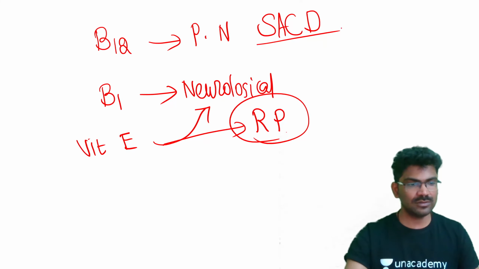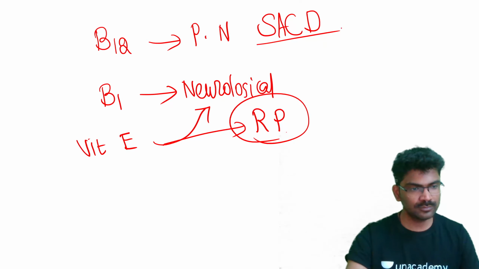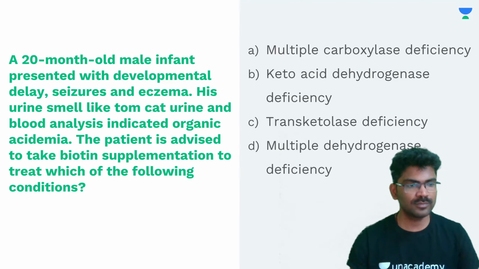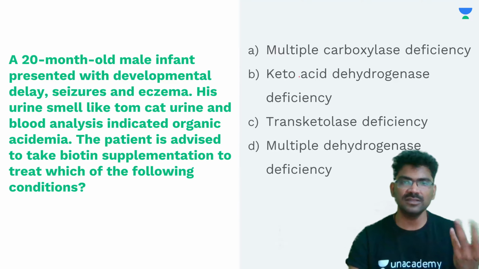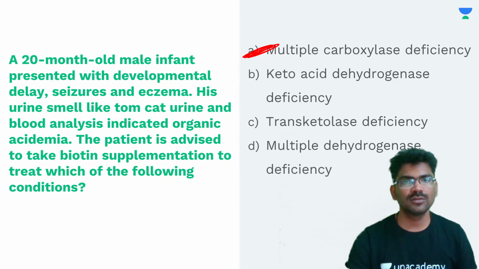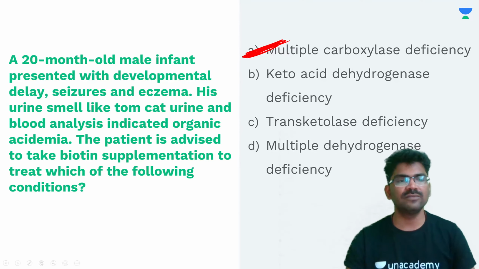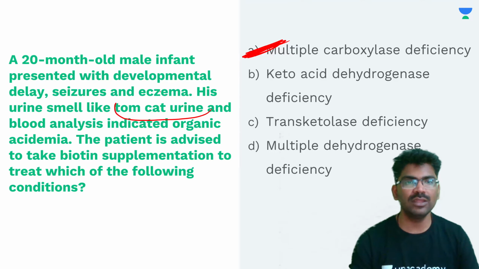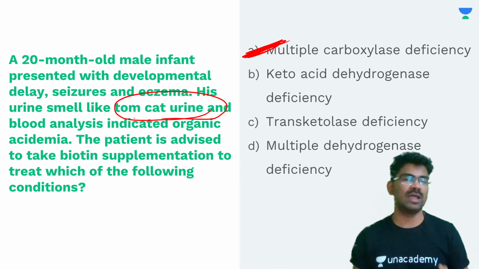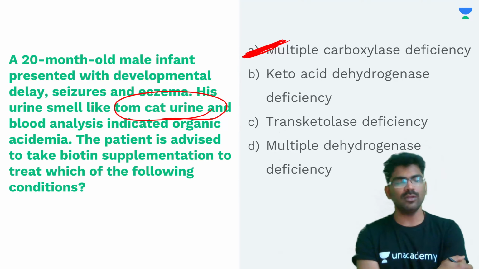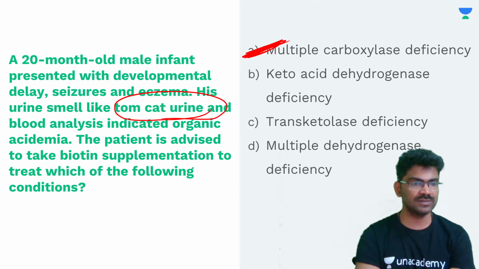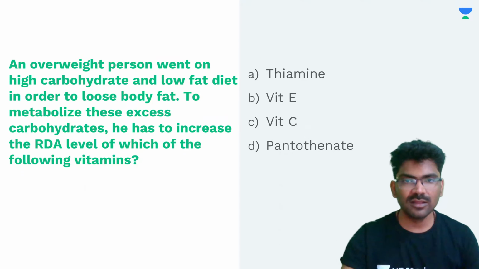Excellent, guys. So proud of you. Good, Nitish. Excellent. Every one of you answered this question correctly. The person is advised to take biotin supplementation, and it is option A. Clearly, you have tomcat urine smell in the question. That is due to multiple carboxylase deficiency.